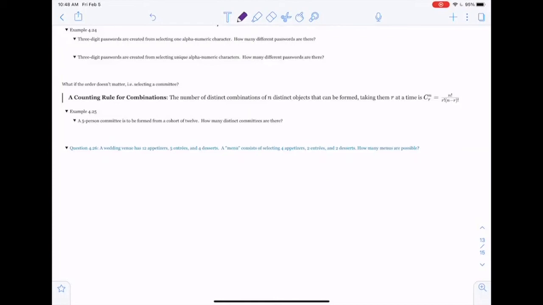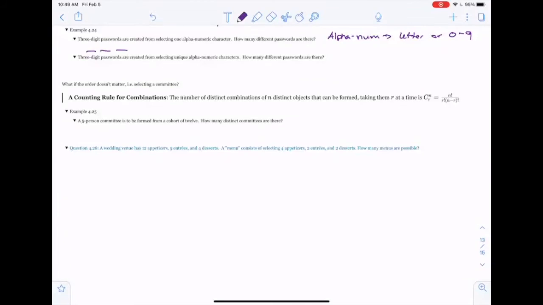So let's look at this example, right? A 3-digit password is created from selecting one alphanumeric character. And again, alphanumeric is just going to be a letter or a number from 0 to 9. And so if we want to select one of these characters from 3 for each 3 digits, how many different passwords are there? We can really use the extended MN rule here and think about this going over 3 different stages. The first stage being selecting the first digit, the second digit, and then the third digit.